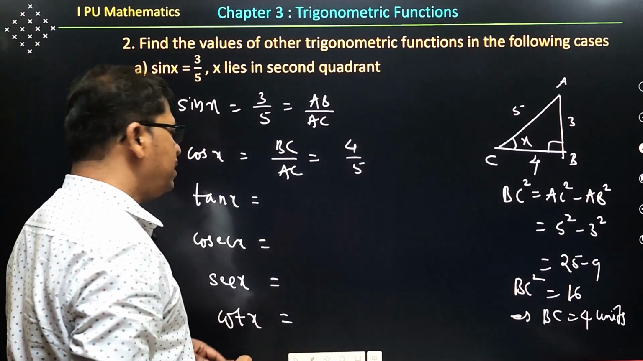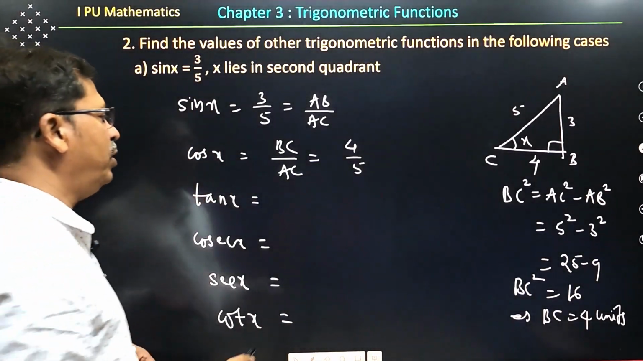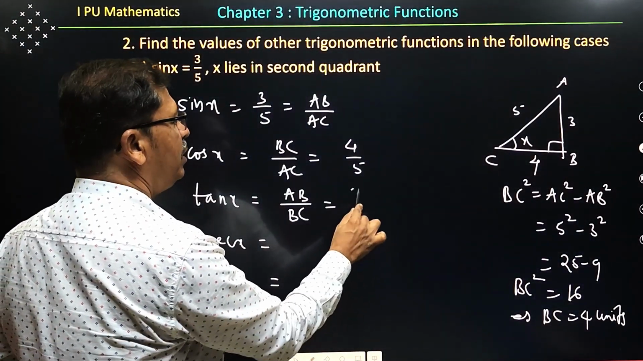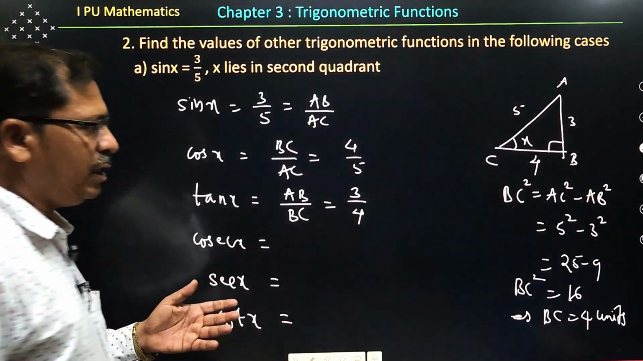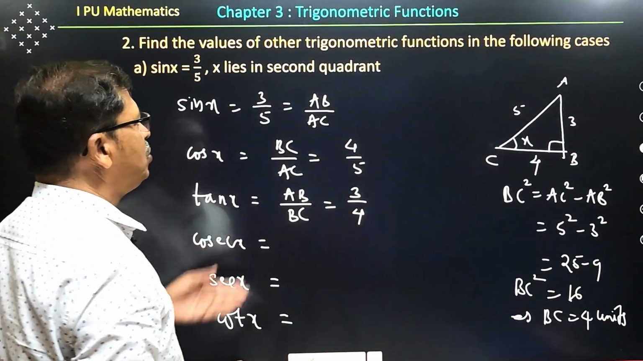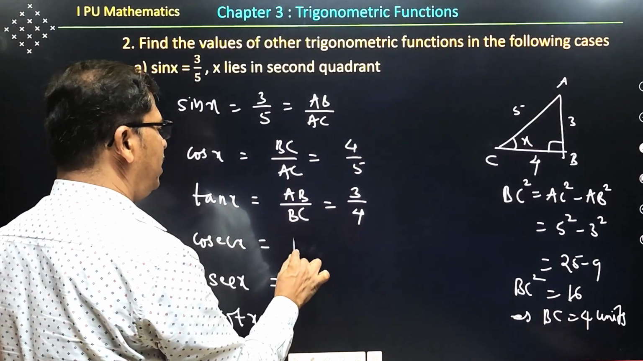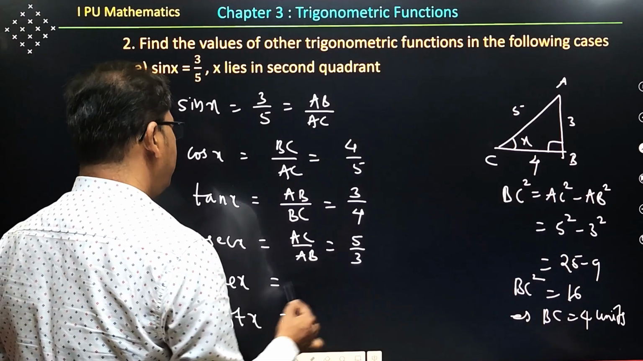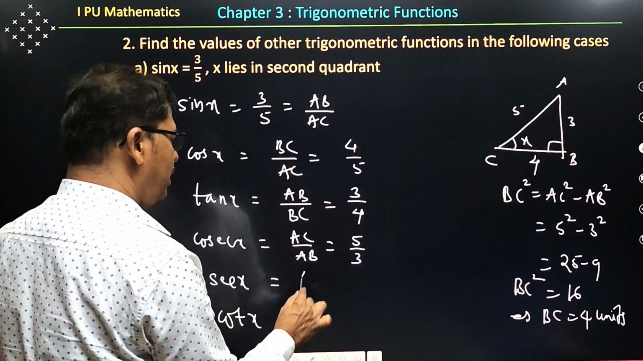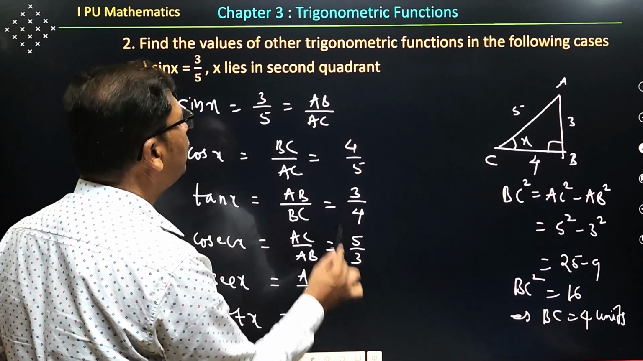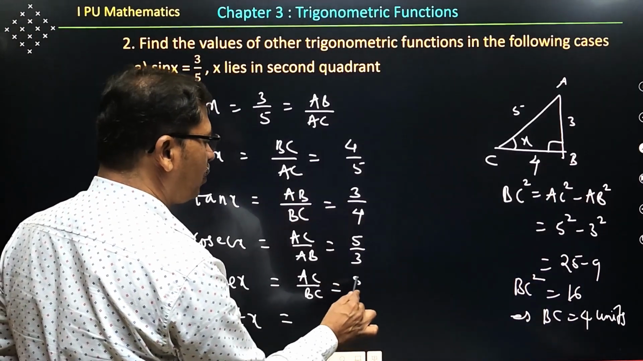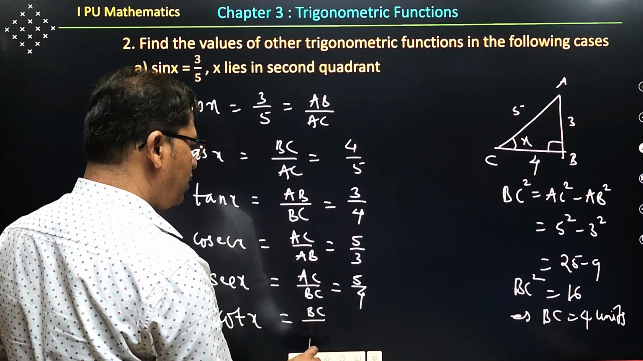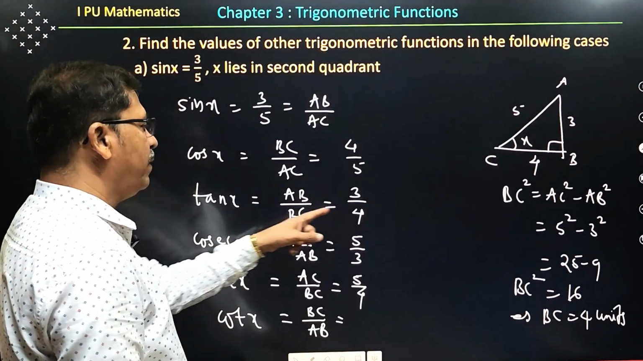Next, tan x is equal to AB upon BC according to your definition, which is 3 divided by 4. Cosec x is equal to, just take the ratio of sin and reverse it, AC by AB, which is equal to 5 by 3. Sec x, reverse cos, AC by BC, which is 5 by 4. Next, cot x equal to reverse tan, BC by AB. So your answer is 4 by 3.